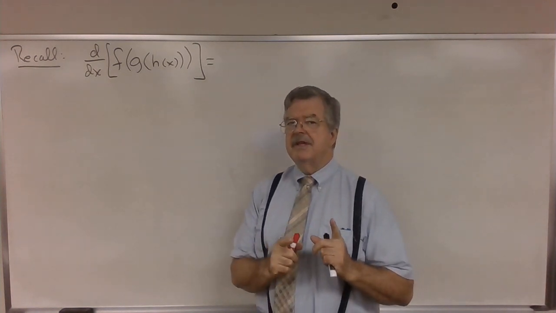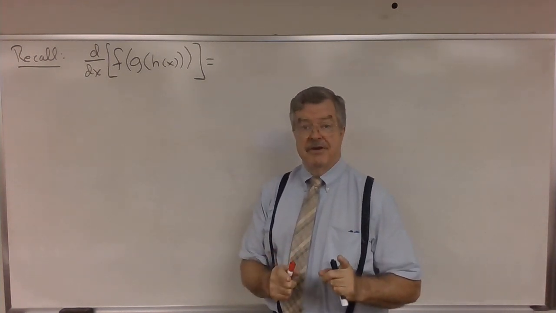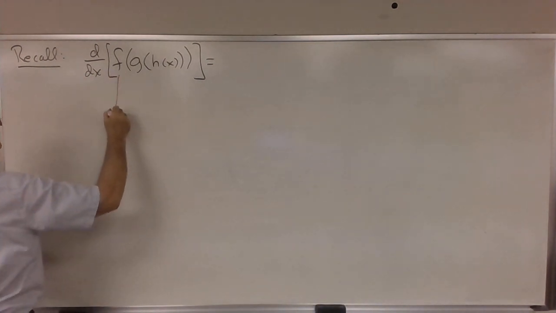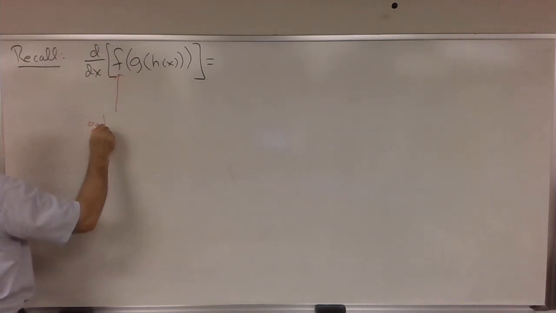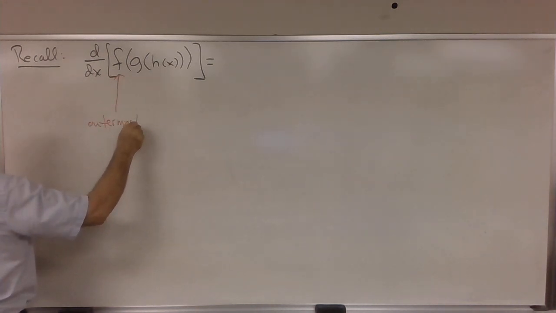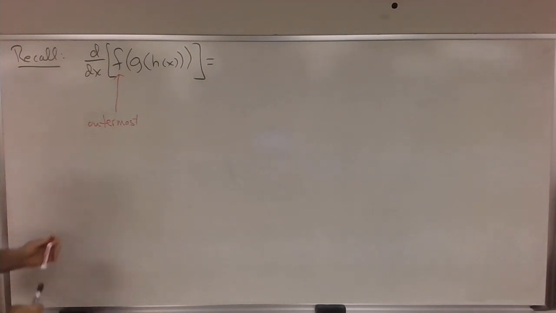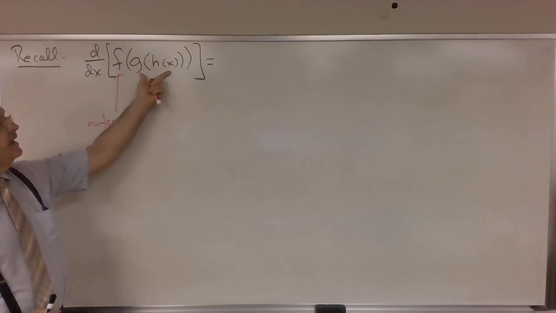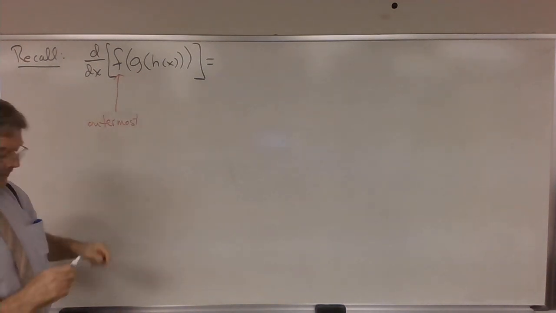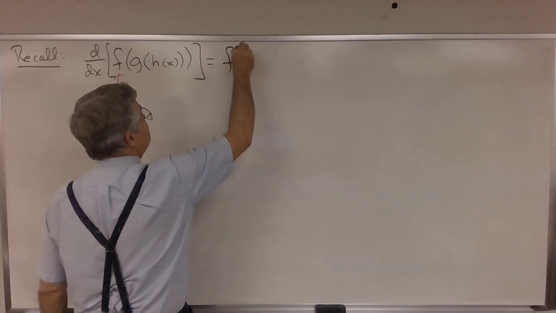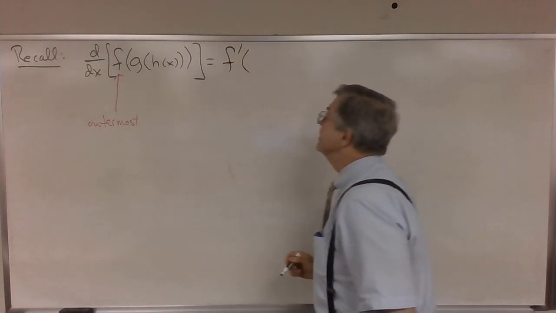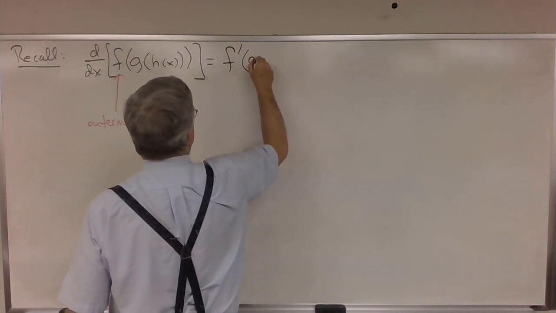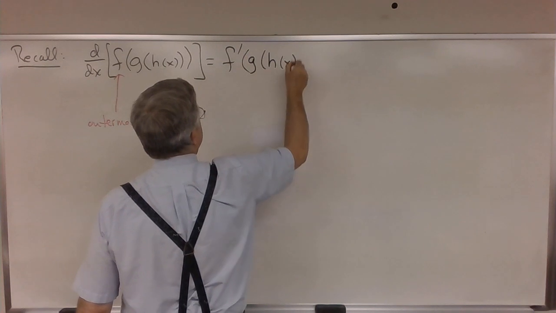And remember what the key is. We always start at the outermost function. So we identify the outermost function, and that's f. And we compute the derivative of the outermost function, evaluated at everything inside. So here's the derivative of the outermost function, and we evaluate it at everything inside: g evaluated at h of x.